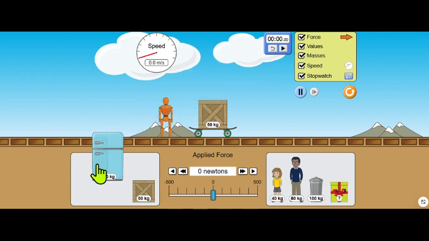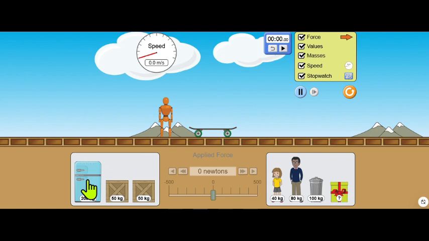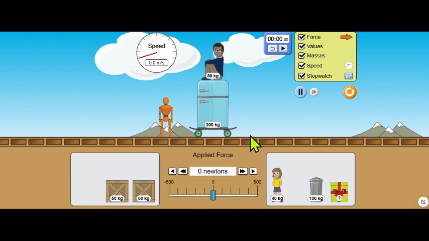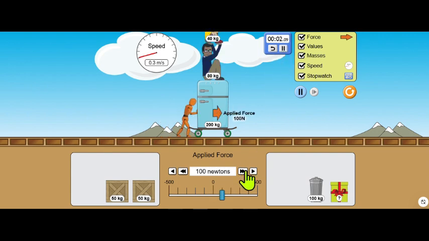Let's load it. Remove this. You send this one. You send the man. You carry his son, his daughter. So 200 plus 20, 280. 280 plus 40, 320. So the mass now is 320. Let's use the same 100 newtons and see what will be the force applied. So shall we start? Let's give it 100 newtons.